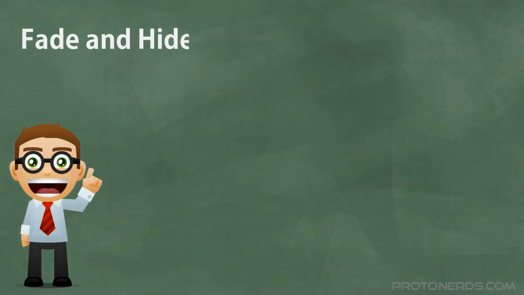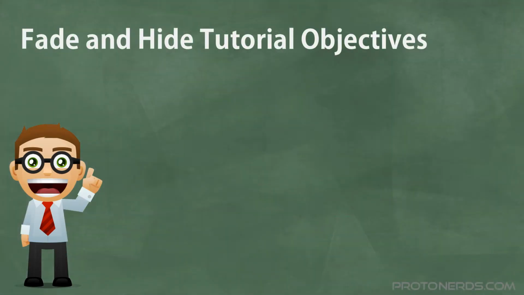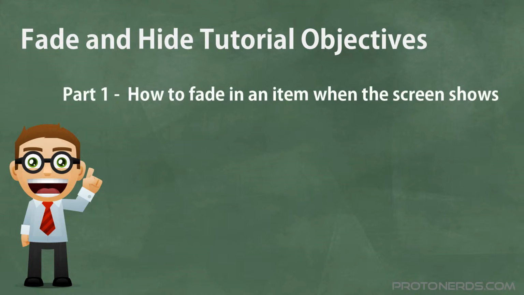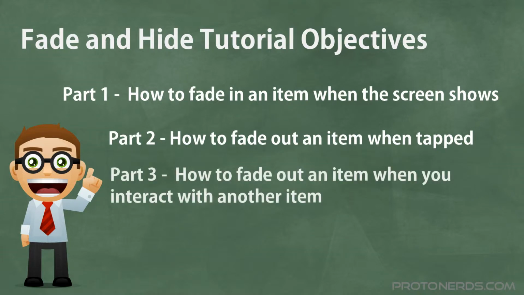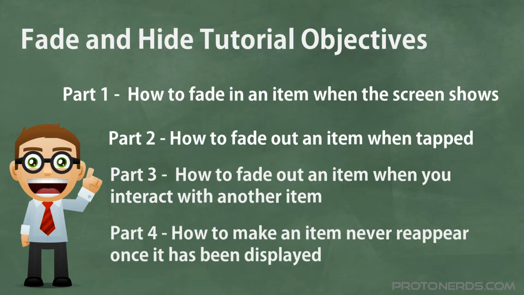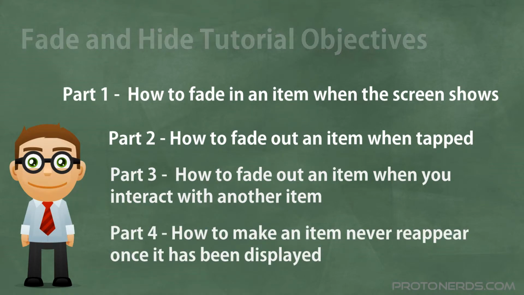The objectives for this series of tutorials are: 1. How to fade in an item when the screen shows. 2. How to fade out an item when tapped. 3. How to fade out an item when you interact with another item. And 4. How to make an item never reappear once it has been displayed.